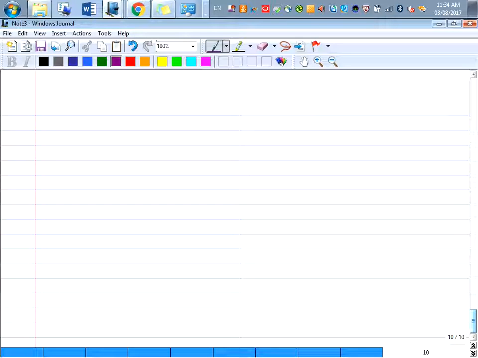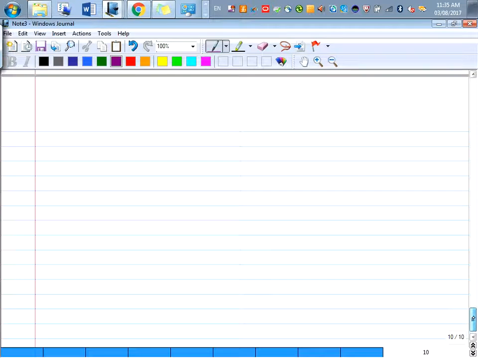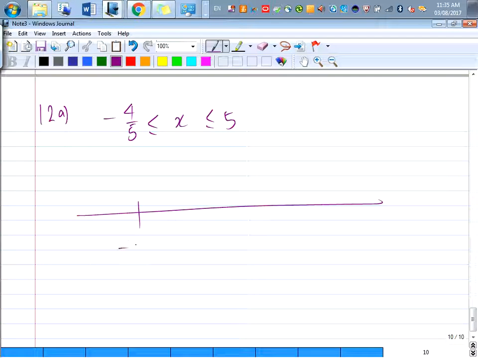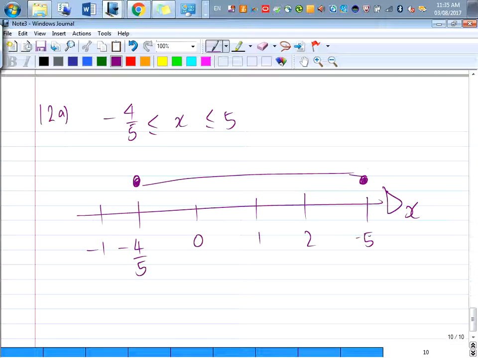Okay, 13A. 12B, most of you got it correct. 0 is an integer, so the answer is 0. So we have negative 4 over 5, x, and 5. We only have this region to this region. Yes, we can have negative integers. Okay, there are negative integers. So what is the smallest integer over here? 0. Okay? See, my negatives are on the left hand side.